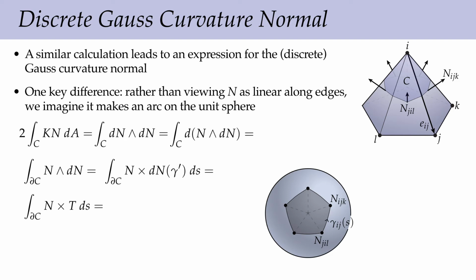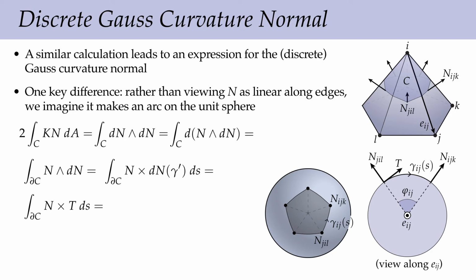And it's useful, I think, to look at this from kind of a side view. So now I'm looking at this curve from the side. I know that nijk cross njil, the two consecutive normals, are going to be orthogonal to the edge that they share. So I'm really viewing this picture by looking down the edge EIJ. Okay? And this is what I now want to integrate. Along gamma IJ, I want to integrate N cross T. Well, as we just said, N cross T is pointing out of this plane. It's parallel to the vector EIJ.